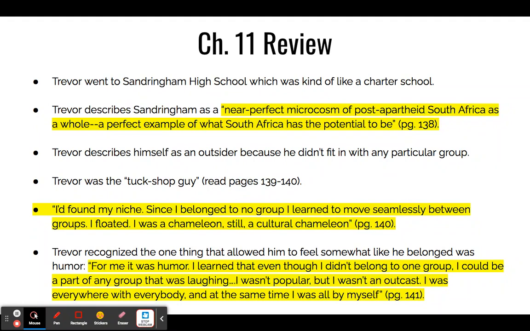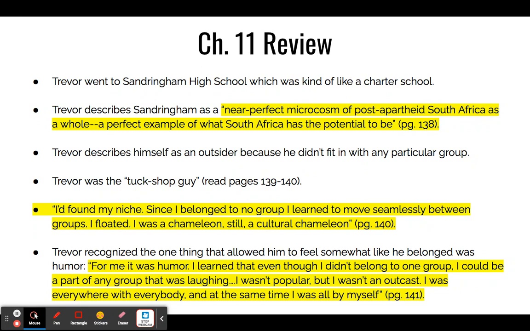And he starts talking about his entrepreneurial side, being the tuck shop guy and trying to make money, I guess, being a little bit of an entrepreneur at his school with getting food and snacks from the tuck shop. And he kind of used that as a means to be more of a chameleon, a cultural chameleon, where he could fit into any group, but he wouldn't necessarily stay for very long. He'd just kind of float around and move. And then again, bringing us to that humor quote.